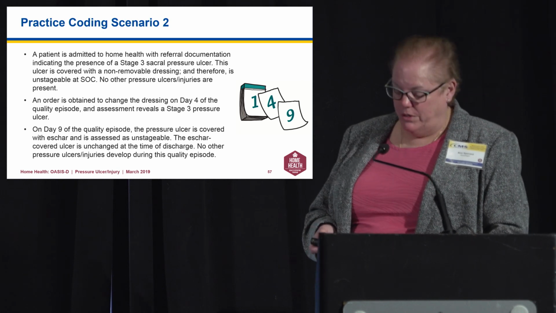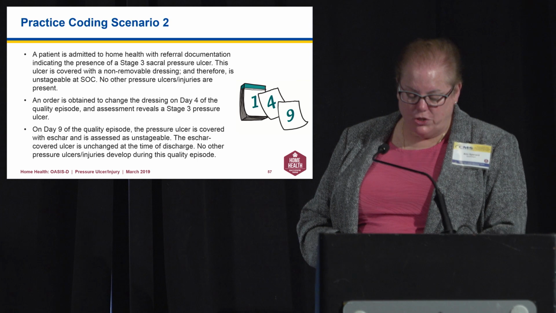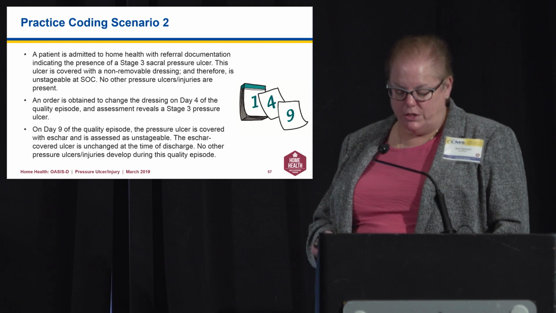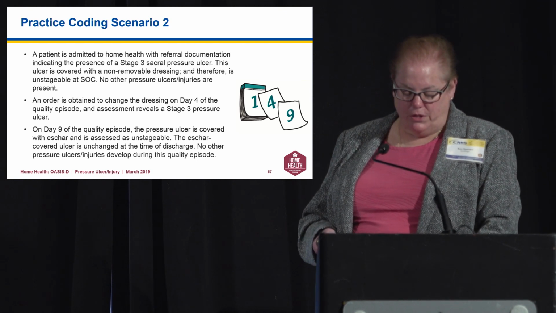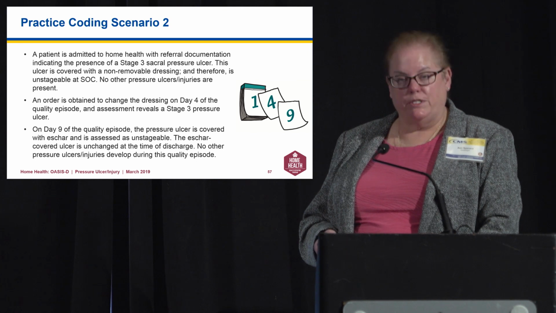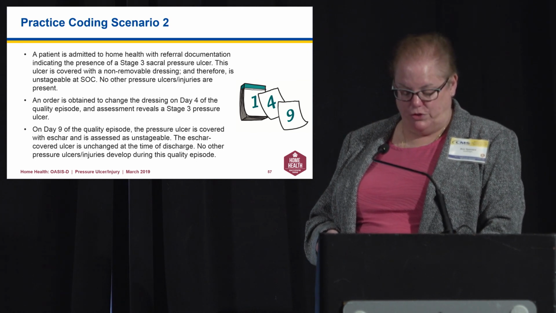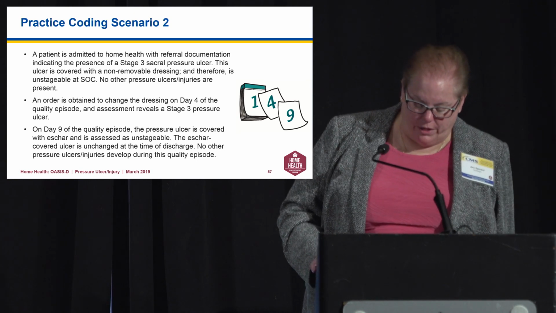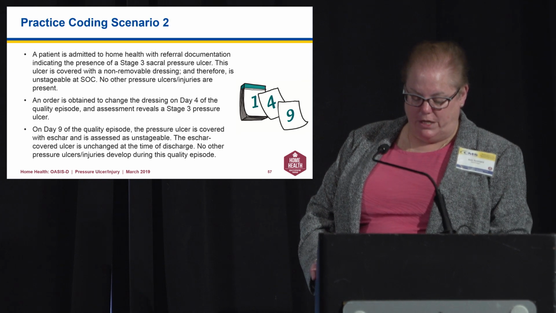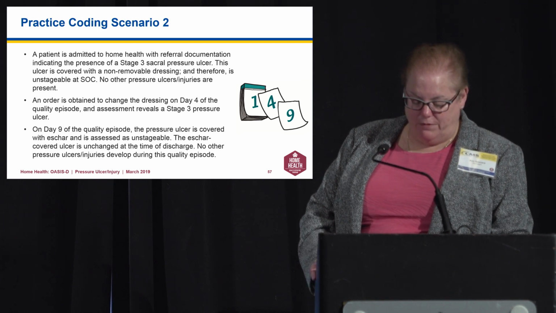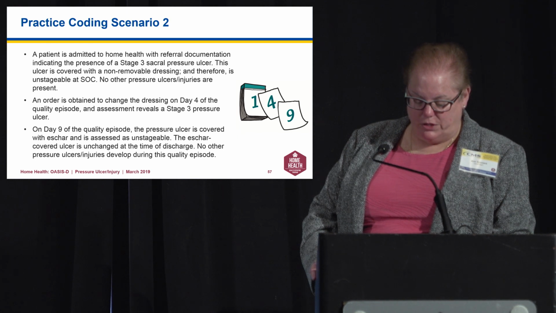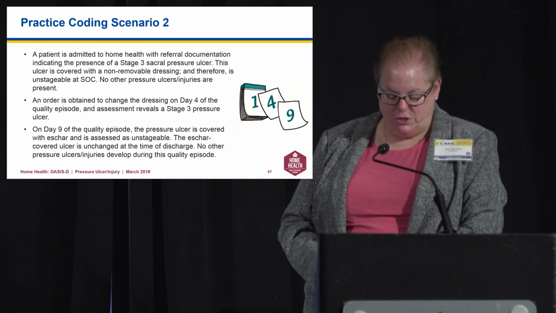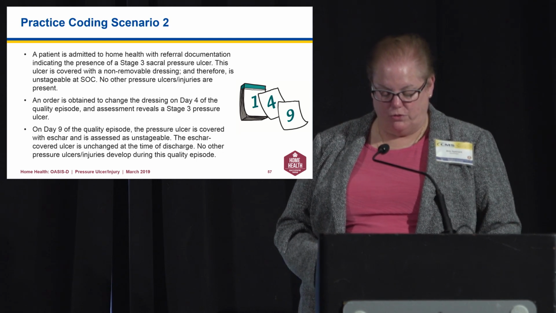So let's go to scenario 2, and we'll speed this up a little bit. A patient is admitted to home health with referral documentation indicating the presence of a stage 3 sacral pressure ulcer. This ulcer is covered with a non-removable dressing and therefore is unstageable at SOC. No other pressure ulcers or injuries are present. An order is obtained to change the dressing on day 4 of the quality episode, and the assessment reveals a stage 3 pressure ulcer. On day 9 of the quality episode, the pressure ulcer is covered with eschar and is assessed to be unstageable. The eschar-covered ulcer is unchanged at the time of discharge, and no other pressure ulcer injuries developed during the quality episode.